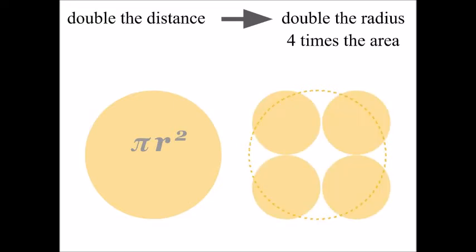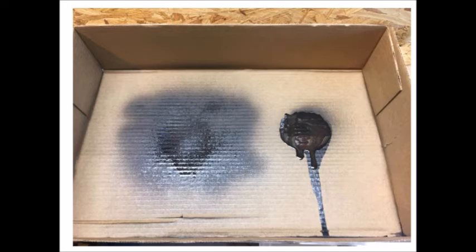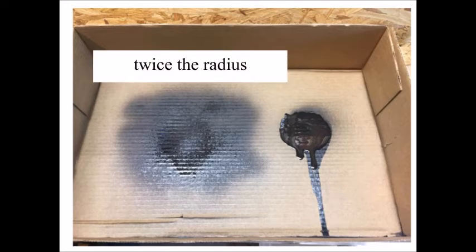And we return to paint. The mess on the left was sprayed at twice the distance. It is a blob with twice the radius and 4 times the area, but only 1/4 the thickness of the blob on the right, because each of them contain the same amount of paint.